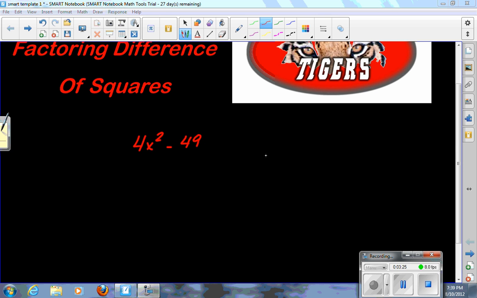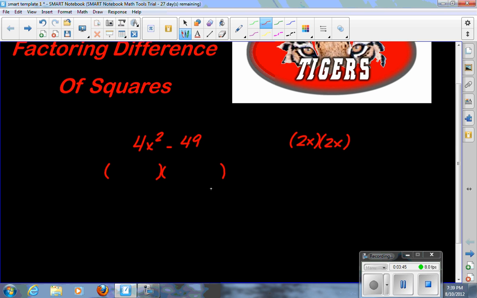Okay, let's check this one out. This one is definitely a difference of squares. Well, this is definitely a square. You've got to ask yourself, is this something times itself? So 2x times 2x will give me 4x squared. So this is a square in itself. So that means that this factors as a difference of squares also. So see, this would be a 2x and a 2x instead of just an x and an x. 49 goes to 7 and 7. But I need a negative 49, so this is a negative 7, positive 7.